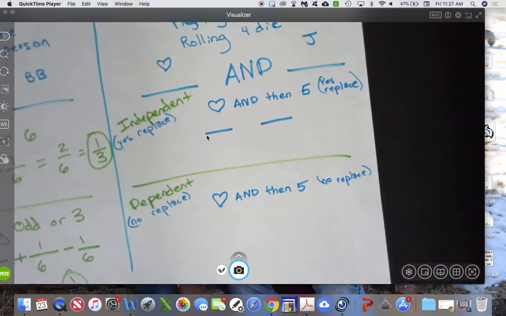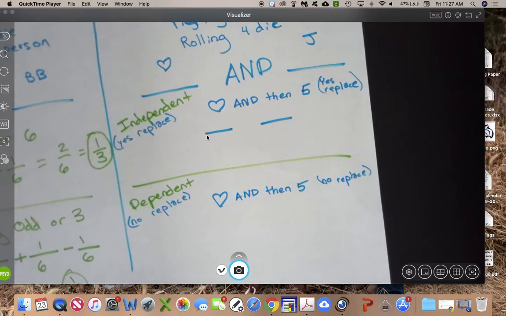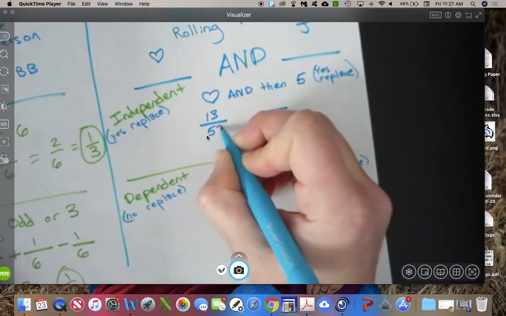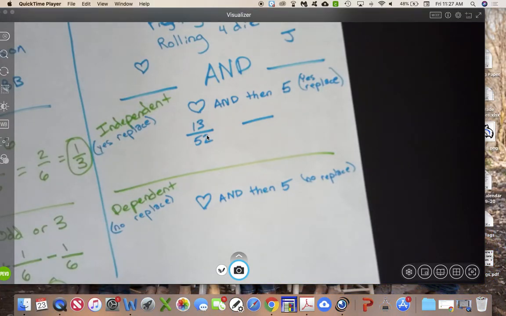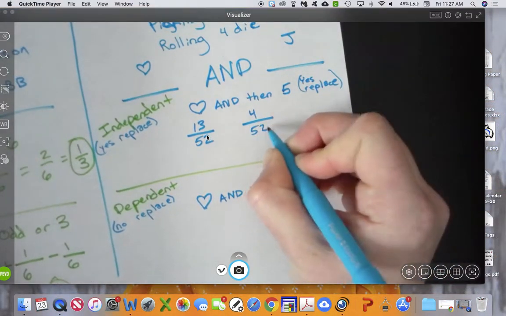So what are my chances of drawing a heart? How many hearts are there? 13 out of 52. Marcus, if you want to go ahead and put 1/4, that's fine. We're going to reduce here in just a second. All right, now I'm putting it back. After I draw my heart, I'm putting it back. And then a 5: 4 out of 52. Now, we're multiplying.